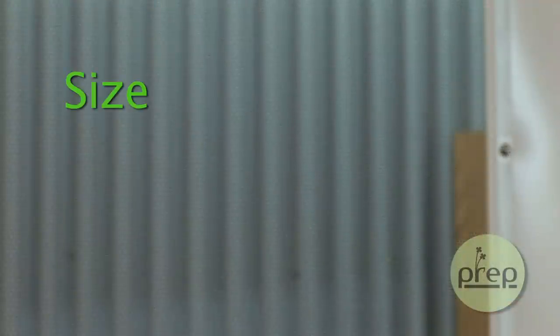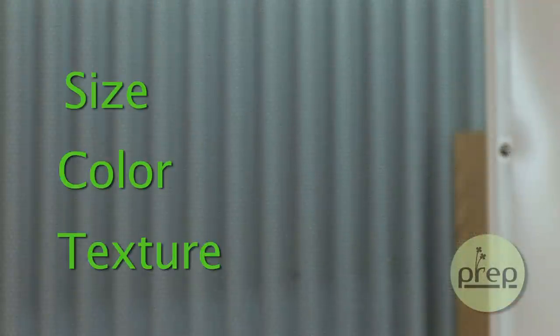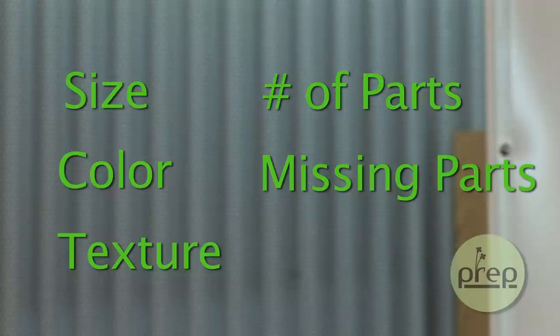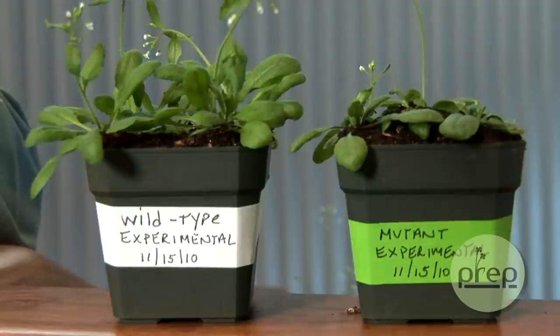I said to take notes, and the things you want to look for are differences in size, in color, in texture, in number of parts, missing parts, angle of the plants. All of those things are important, but also things that are harder to describe, such as the mutant plants look, you know, less healthy under the experimental growth conditions. These observations, these comments that you write down, later on will help you to draw conclusions in your experiment when you write up your report.